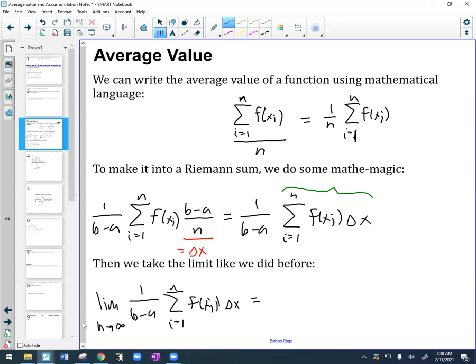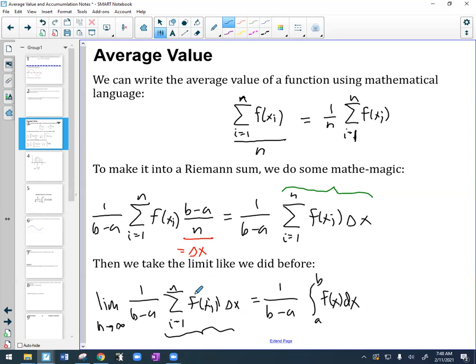So we might say I can move that to the front because there's no n's in it, right? Nothing about that is changing. And the limit as n approaches infinity of this expression is the integral from a to b of f of x dx. That's the actual definition of the integral, just that limit of that Riemann sum.